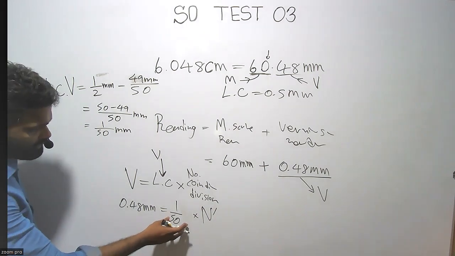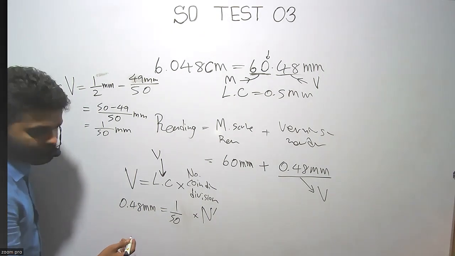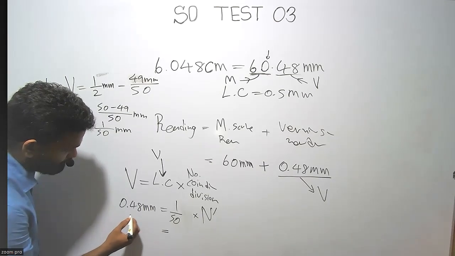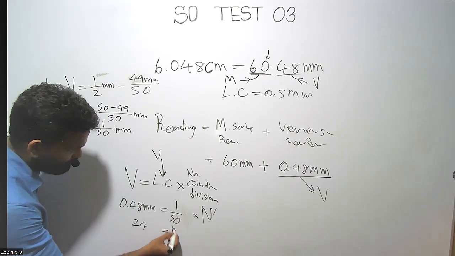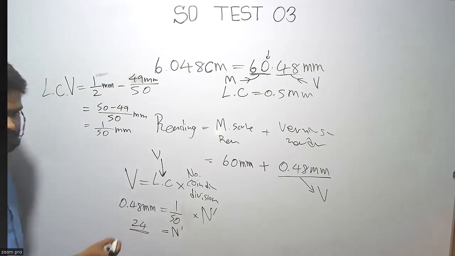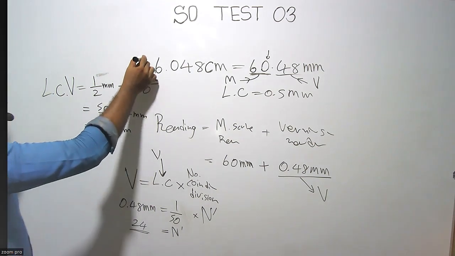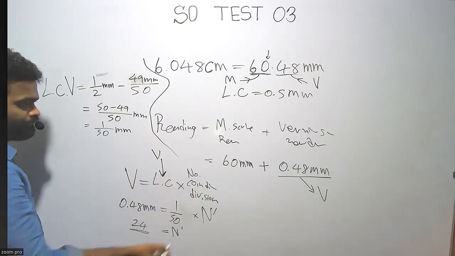So just multiply the other side by 50. 50 means 100 divided by 2, right? So you get 25 as n dash. Sorry, 24. 24 as n dash. So the answer should be third one for that. Answer is third one for that.